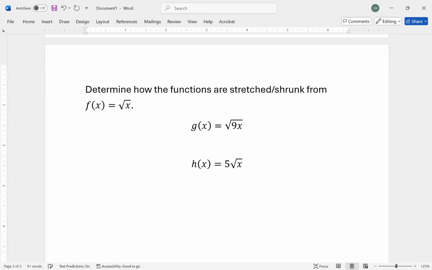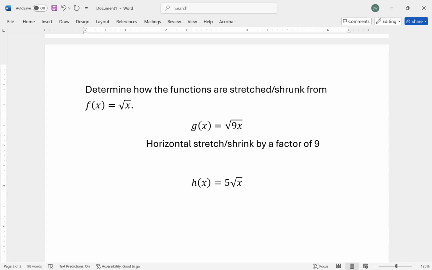All right, the first one, g of x, since there's the 9 on the inside of the square root, that is a horizontal stretch or shrink. Technically, it's by a factor of 9. It's actually a shrink by a factor of 9.